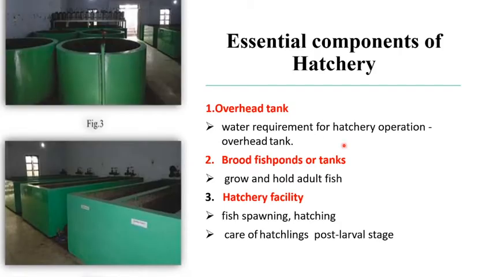There should be an overhead tank. Water required for hatchery operation is supplied from the overhead tank. Second one, brood fish ponds or tanks. In these, adult fish are grown and held. And a hatchery facility should be there for fish spawning and hatching and caring for hatchlings and post-larval stages. You can see these essential components of the hatchery in these images.